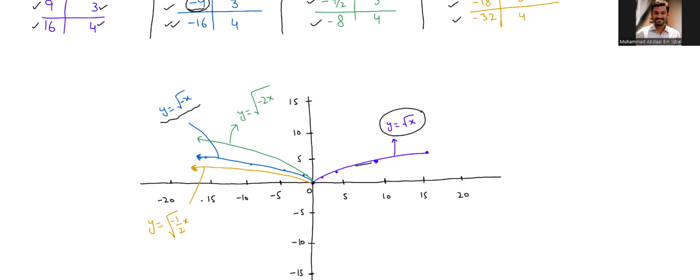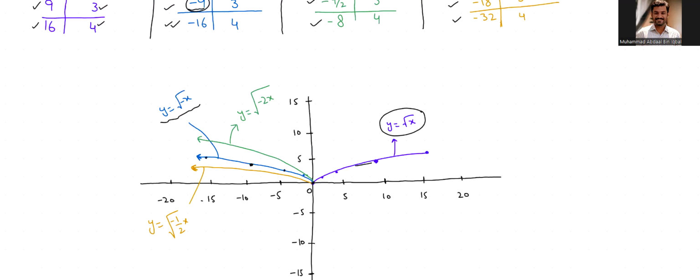If we plug in all of these values here, we get the points. For 0, we get 0. For -1, we get 1. For -4, we get 2. This is the 2 value. For -9, we get 3. Here, this is the point for -9. For -16, we get 4. So this is the point for the y value. Okay. So this is the graph of y is equal to square root of -x.